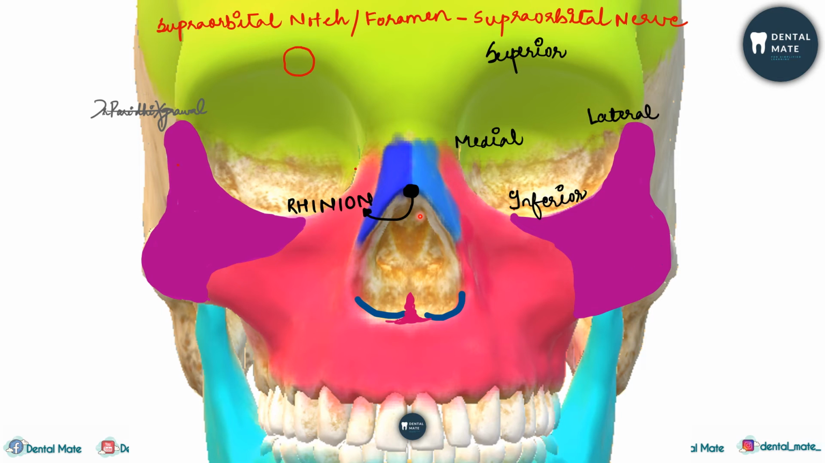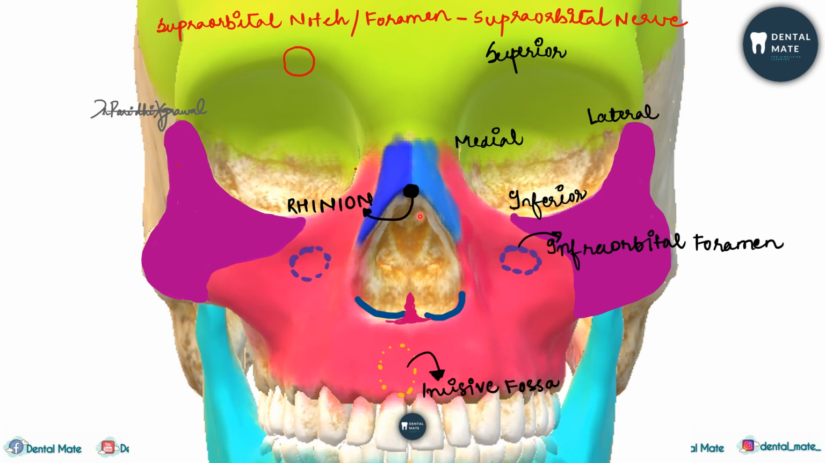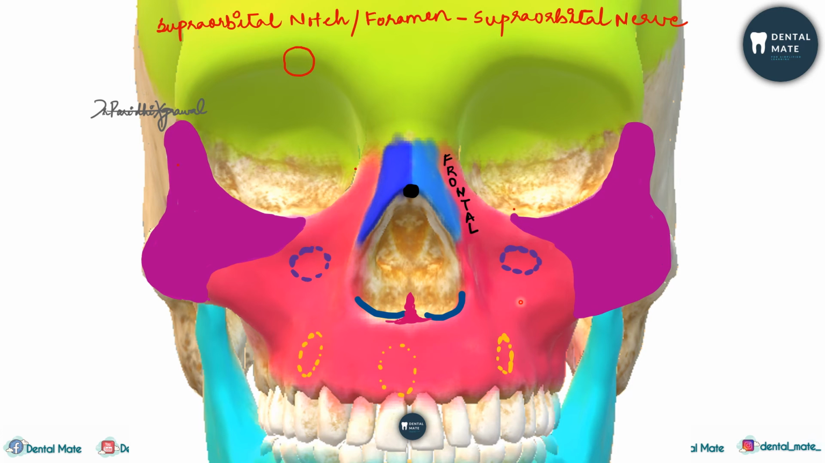Coming to the maxilla, the anterior surface has the nasal notches, anterior nasal spine, and infraorbital foramen. Incisive fossa is above the incisors, and canine fossa is lateral to the canine eminence. See, this is the canine eminence. Lateral to the canine eminence is the canine fossa. Three out of four processes of the maxilla are seen in the norma frontalis. The frontal process of the maxilla articulates anteriorly with the nasal bone, posteriorly with the lacrimal bone, and superiorly with the frontal bone. Then comes the zygomatic process of the maxilla. It is short, but it articulates with the zygomatic bone. After that comes the alveolar process of the maxilla, which bears the sockets for the upper teeth.